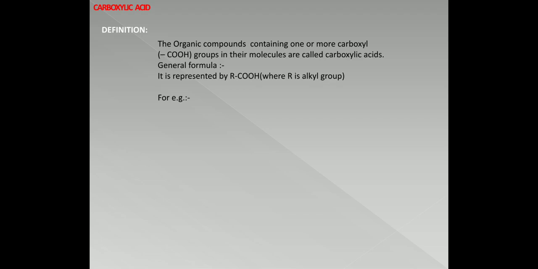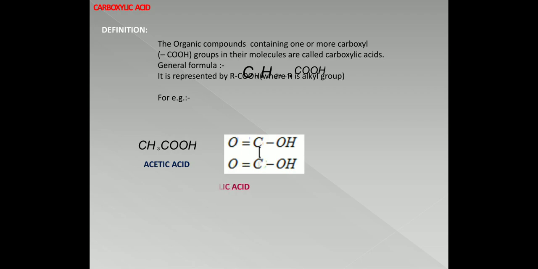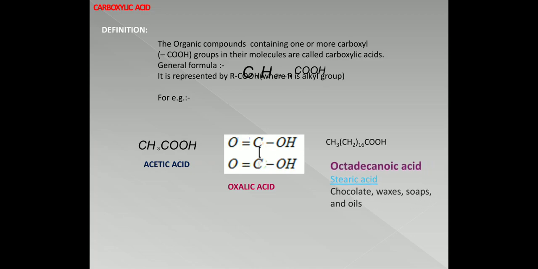General formula of carboxylic acid is represented by RCOOH, where R is what? Alkyl group or aryl group. See these examples like acetic acid. This is oxalic acid. This is octadecanoic acid, otherwise stearic acid.